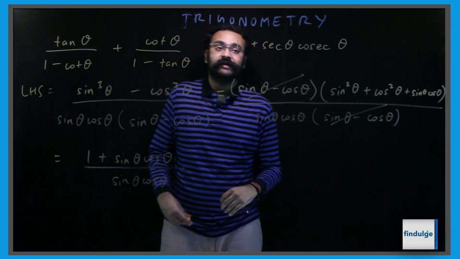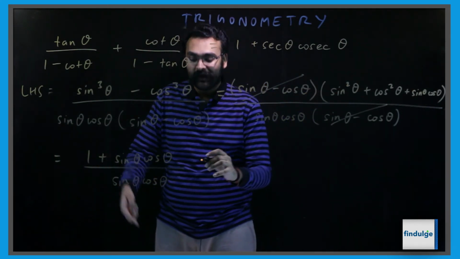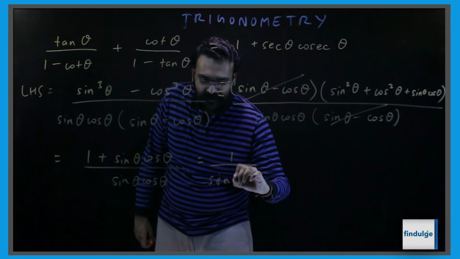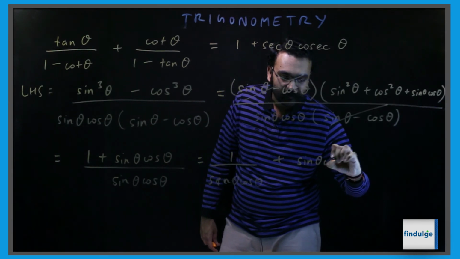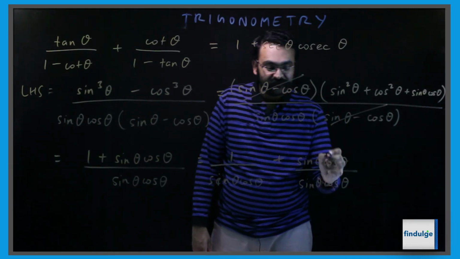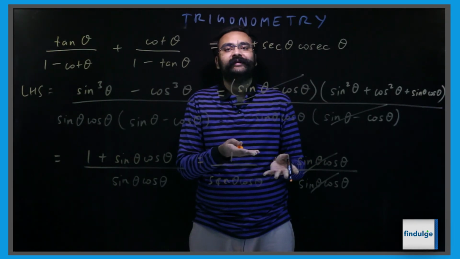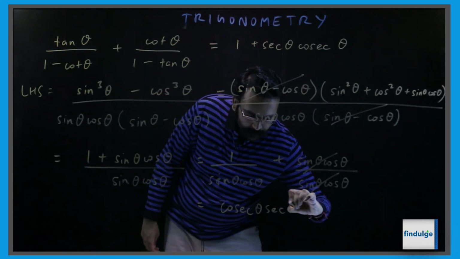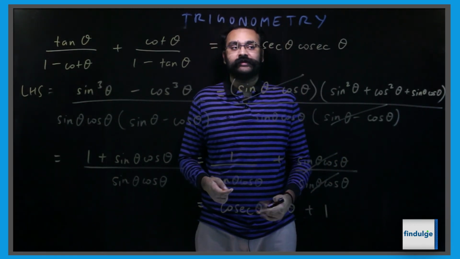Now when I look at my RHS, I see I have 1 plus sec theta cosec theta. Should I break my numerator about my plus? I will get 1 upon sine theta cos theta plus sine theta cos theta upon sine theta cos theta. This is nothing but 1. This is nothing but cosec theta sec theta, and of course if I just rearrange it, I write it as 1 plus sec theta cosec theta, I have obtained my RHS.